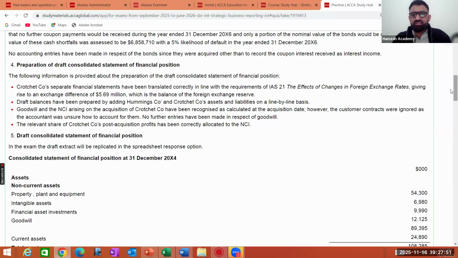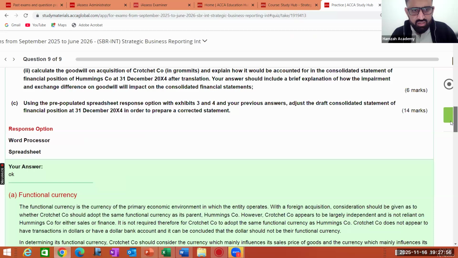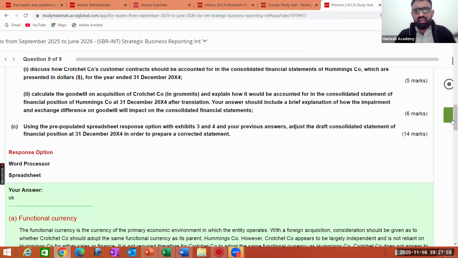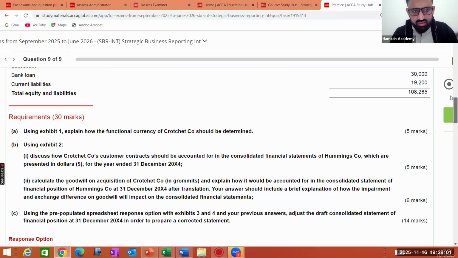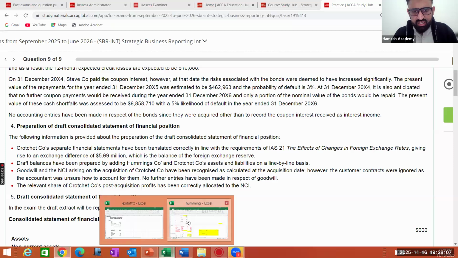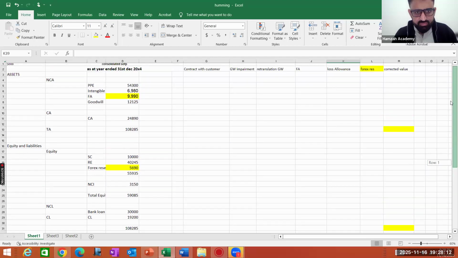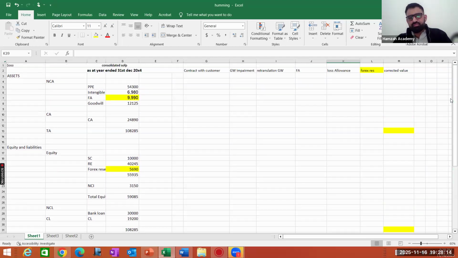So, keeping these things in mind, now the next requirement is to prepare the consolidated financial statement. Now, what I have done, I have already transferred these values here in a statement of financial position, so it would be easy for us to place the value.